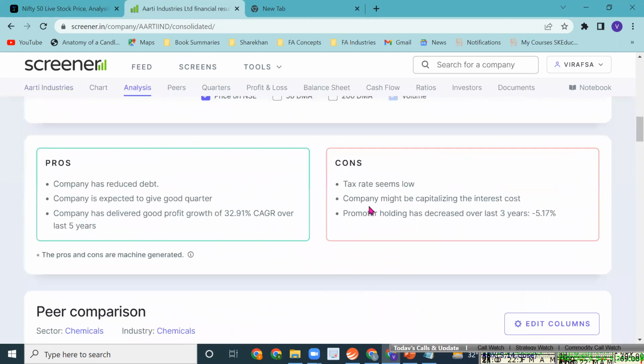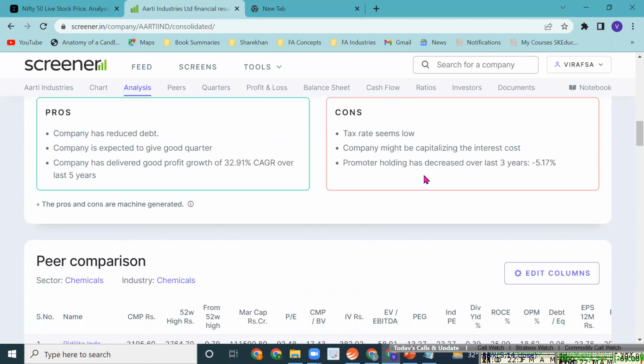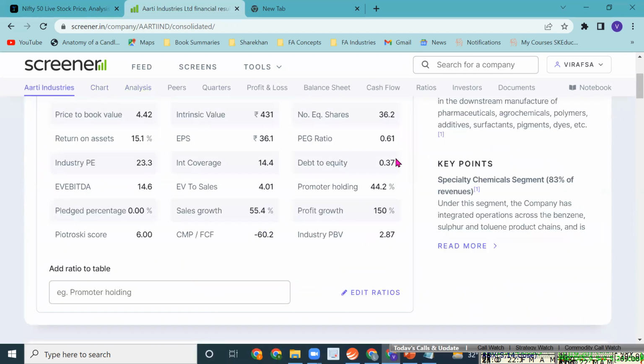If you see the cons, the tax rate which the company is paying is relatively lower than what it should be, so maybe some adjustments must have happened in the accounts. The promoter holding has decreased. That is not a good sign. The pledging has not happened, but the promoter holding has come down by 3%.